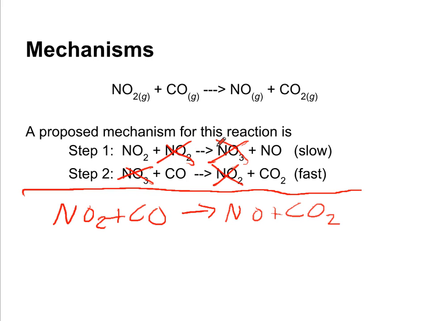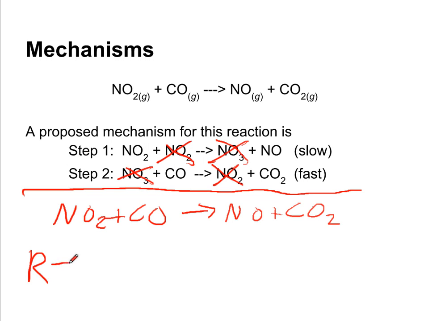NO3 is what's called a reaction intermediate. It's produced in an early step of the mechanism and then used up later on, so it does not show up in the overall reaction. The slow step is the first step. That's called the rate determining step.